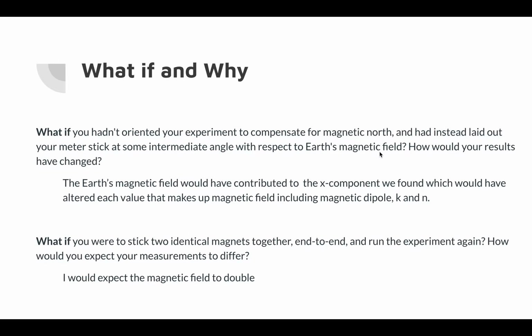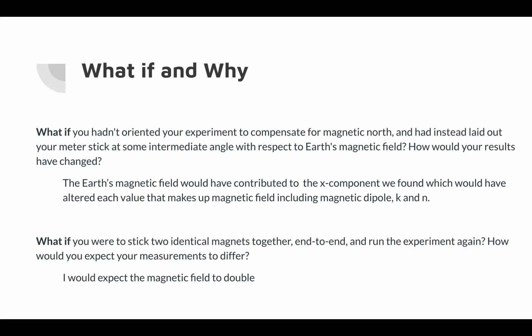So to answer the what ifs and whys, if I had not oriented my experiment to compensate for magnetic north, then the Earth's magnetic field would superpose with the bar magnet's magnetic field and produce a net magnetic field which would have altered each value that makes up the magnetic field, including the magnetic dipole moment and the constants k and n. And then if I were to stick two identical magnets together, my measurements would have doubled because my magnetic moment would double.